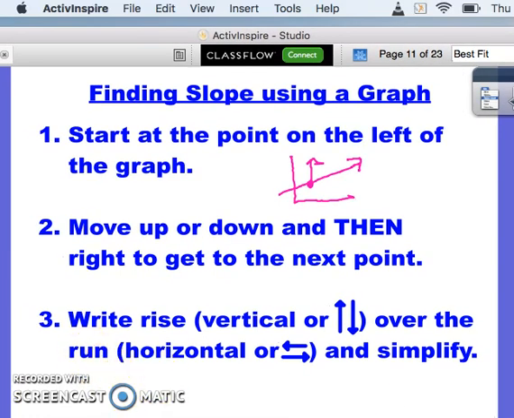All right, you're going to write rise over run, just like yesterday. Rise over run. Our rise, again, is our vertical, or up and down, and our run is horizontal, or side to side. And remember, you have to simplify.